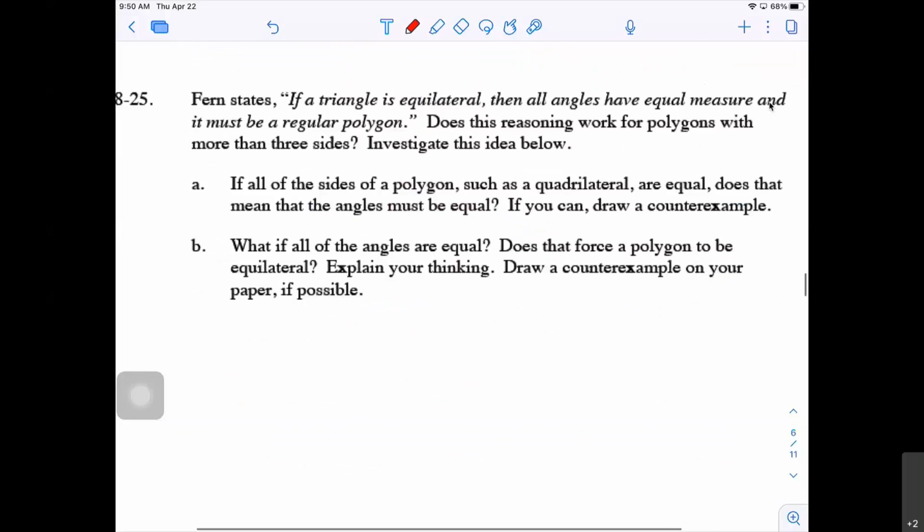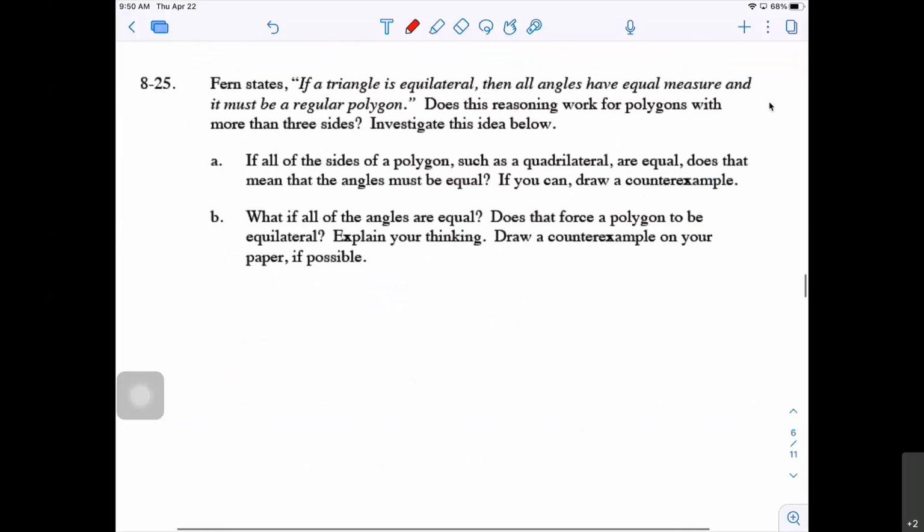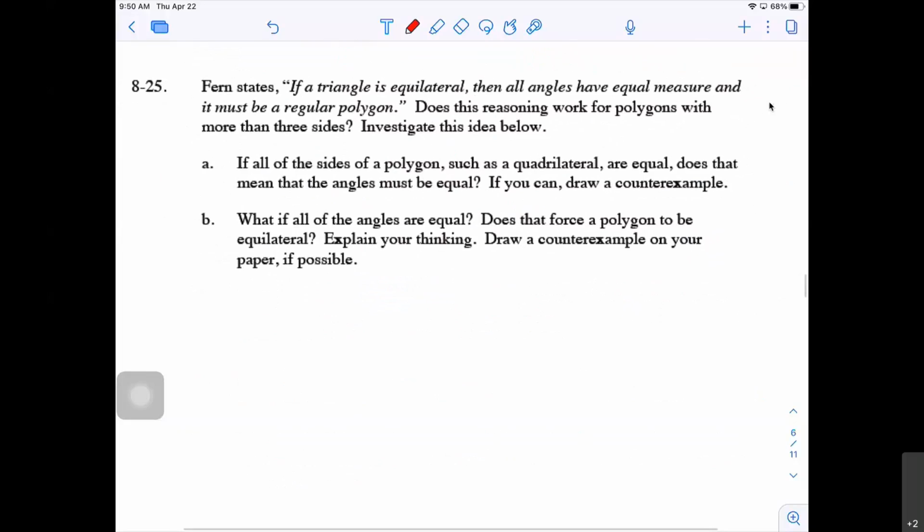Okay, let's go to the next problem here. This one we're going to do together and just kind of discuss. And we discussed it a little bit here already. But Fern states that if a triangle is equilateral, then all the angles have equal measure and it must be regular. Okay, true statement? An equilateral triangle has all equal angles. And if you've got equal angles and equal sides, you know it's regular. So that is a true statement. The question is, is that always true? Take a look at part A.